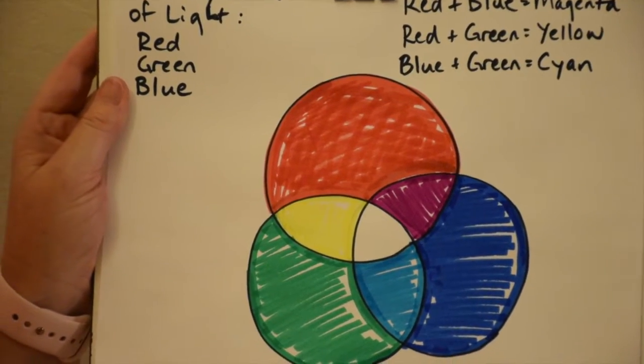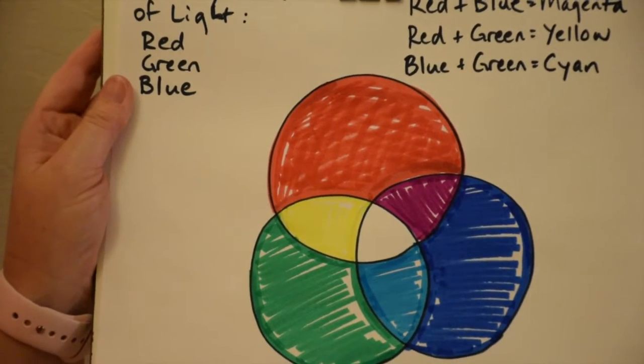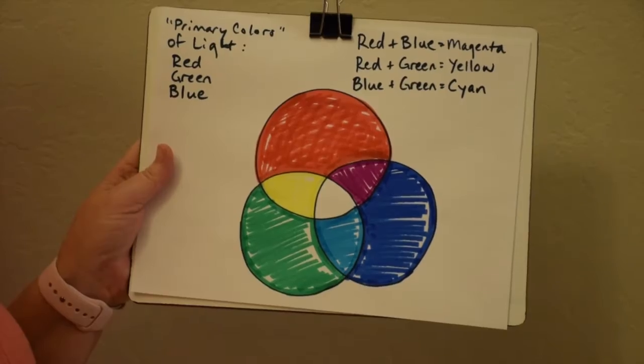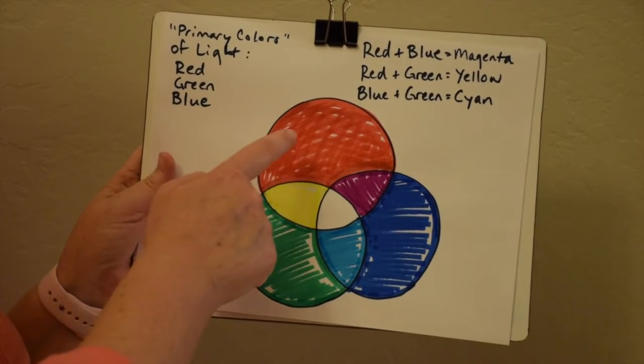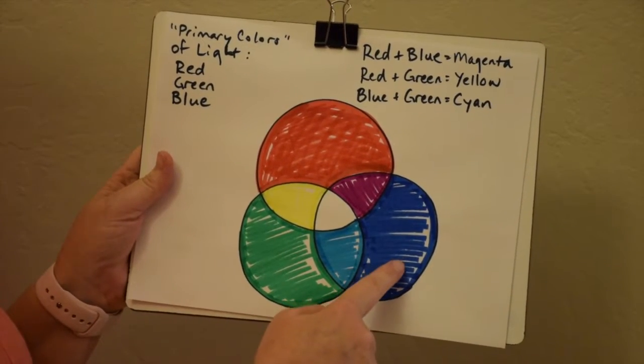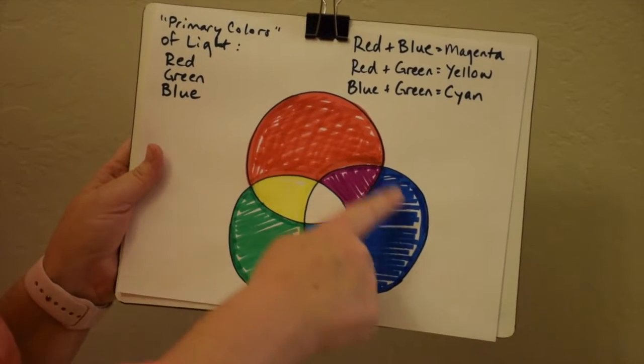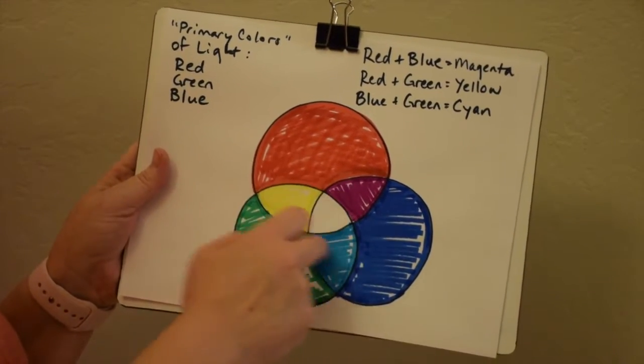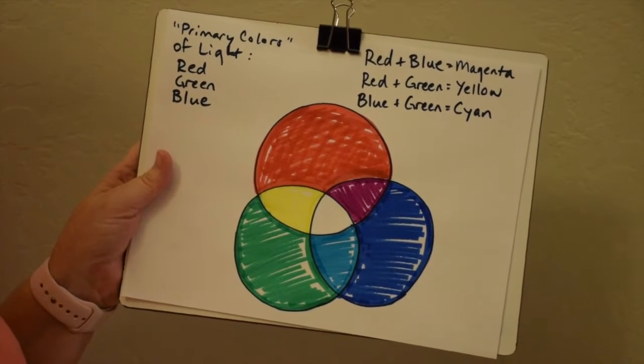Okay, so we learned in art class that there are primary colors, and those primary colors are red, blue, and yellow. So the primary colors of light are red, green, and blue. When you mix all of these colors together, you're going to get white light. You can see the three colors overlapping are going to give us a white light in the center.